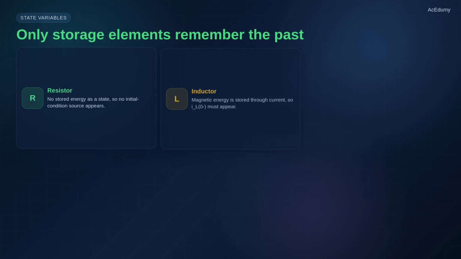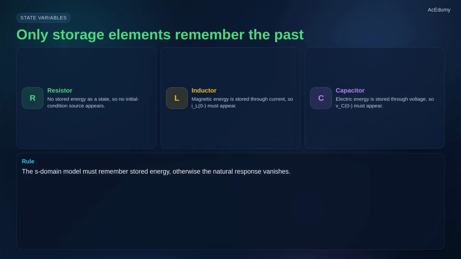The dividing line is energy storage. A resistor does not store energy as a state, so it has no initial condition term. An inductor stores magnetic energy, and the state variable is its current, IL of 0 minus. A capacitor stores electric energy, and the state variable is its voltage, Vc of 0 minus.